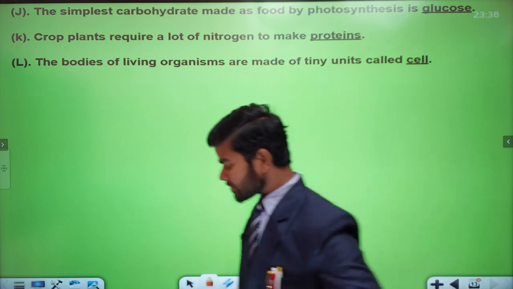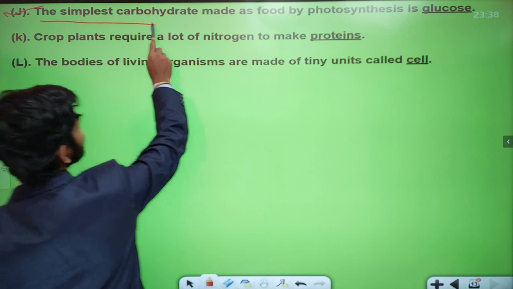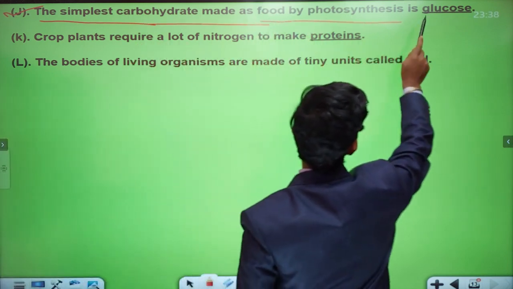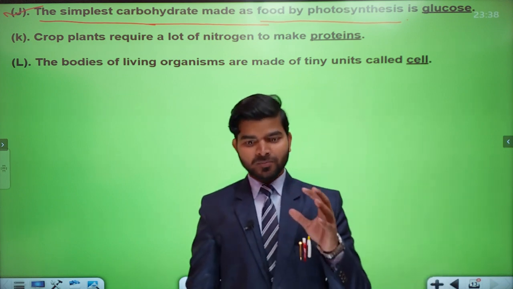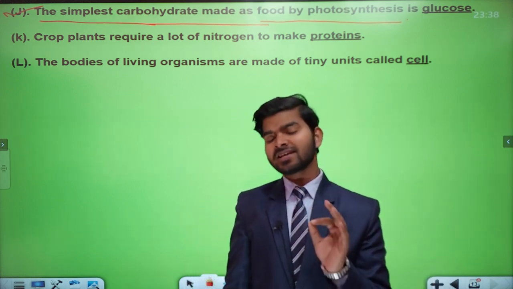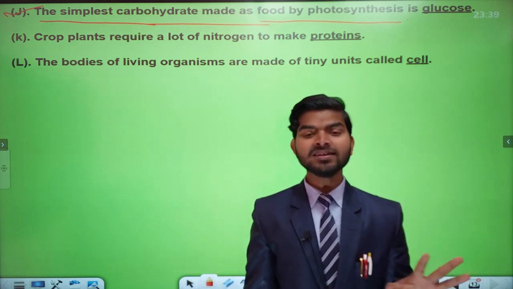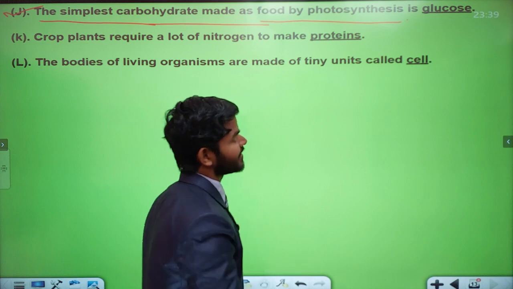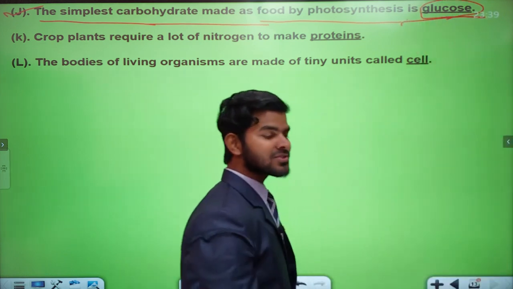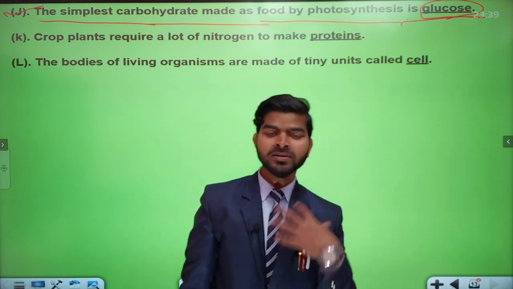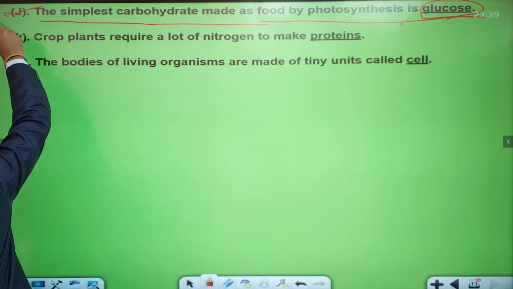Question number J is that the simplest carbohydrate made as food by photosynthesis is glucose. Because I have told you, when photosynthesis is completed, which type of food is made by the plants? Simple carbohydrate, that is glucose. Glucose is prepared. So this is the most important question for several competitive examinations and for your school examination. Okay, kids. This question J is completed.